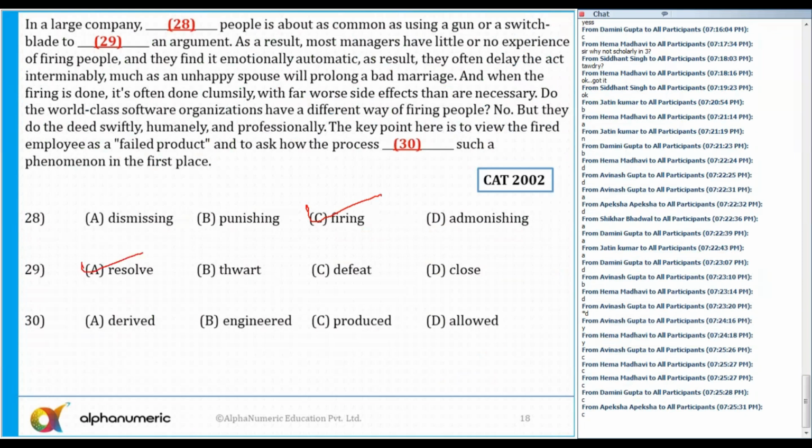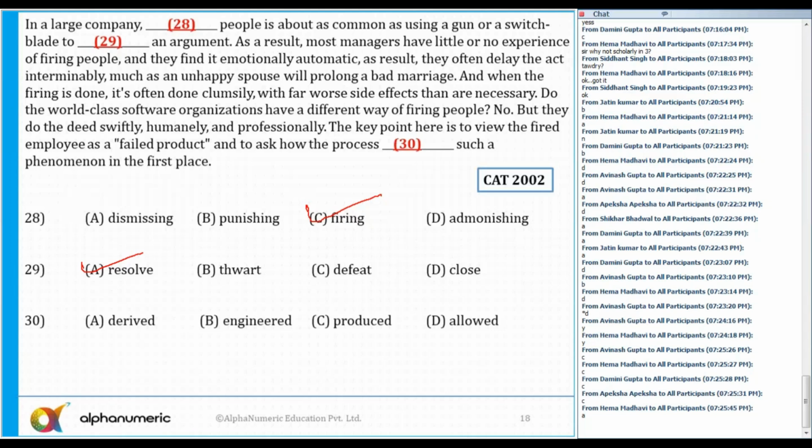And that is why managers don't have experience of firing people and they find it emotionally automatic as a result. They often delay the act. They don't want to fire people. They delay the act interminably, much as an unhappy spouse will prolong a bad marriage. And when the firing is done, it is often done clumsily, with far worse side effects than are necessary.